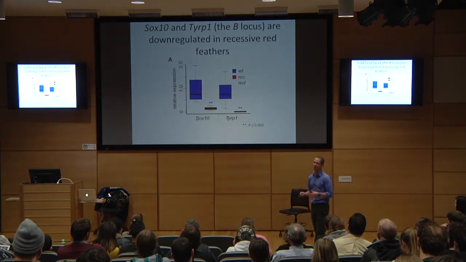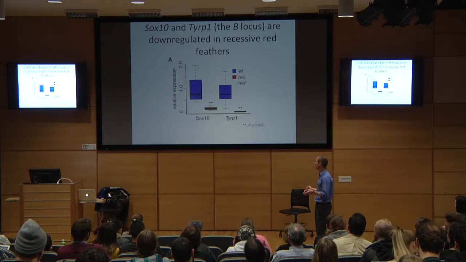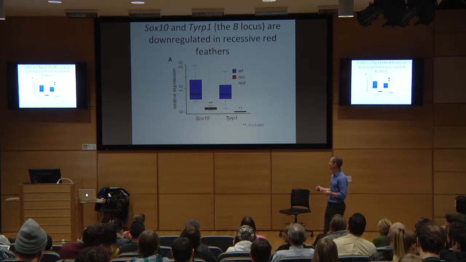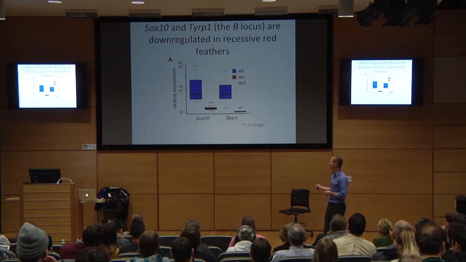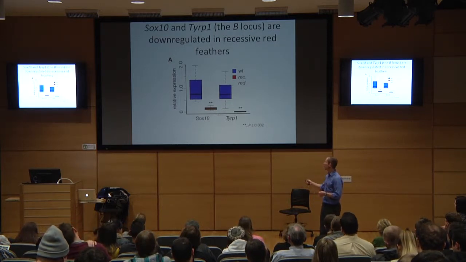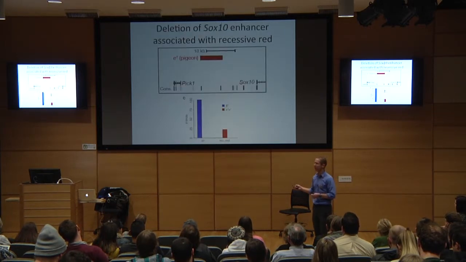So what we did instead was to turn to some gene expression analyses where we harvested feathers and looked at RNA expression. And we found that our B locus, TYRP1, was highly downregulated in these recessive red feathers, as was a gene that's known to be an upstream regulator of TYRP1, the gene SOX10. So this encodes a transcription factor whose job it is to turn on TYRP1. And so this was really exciting, and we thought maybe we should look a little bit more closely at SOX10.